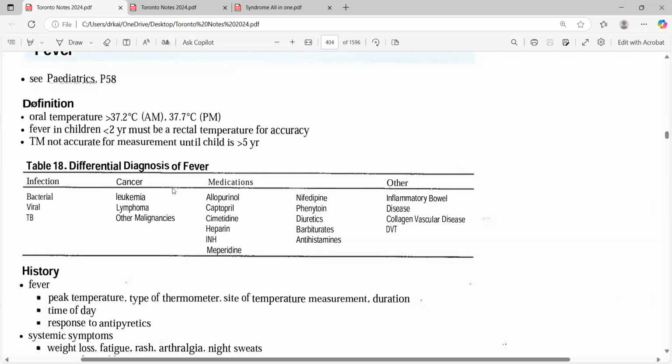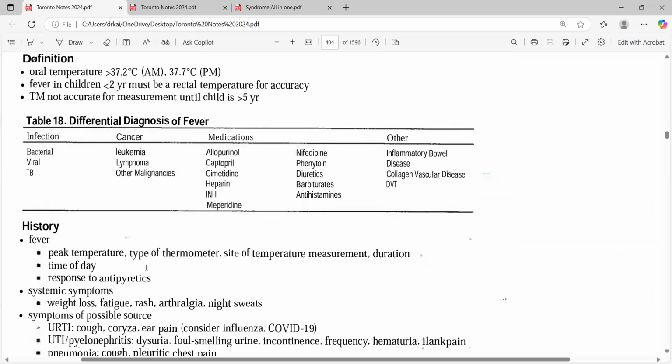That's why I'm telling you, if they say a 75 or 85-year-old male came to you with a fever, what's your diagnosis? Usually we start prophylactic antibiotics because he or she might have a UTI, because they are not able to tell you. Then fever is basically peak temperature, thermometer checking, all of that.